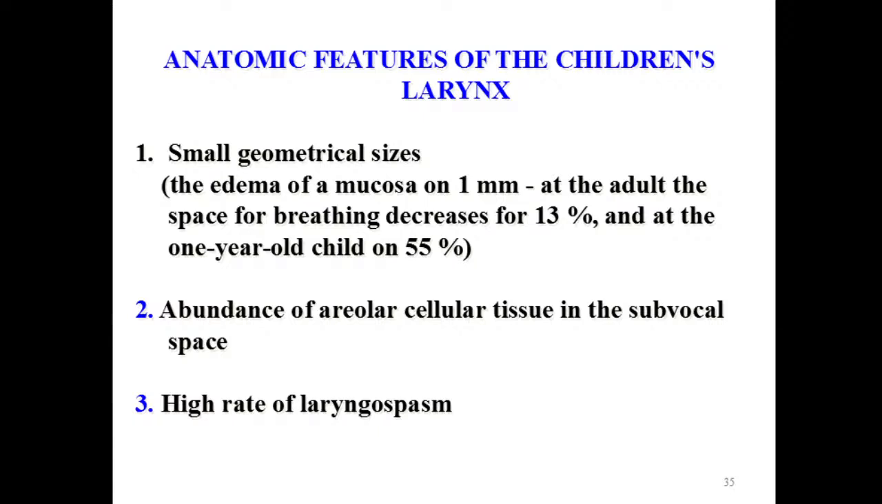And why is it a very rare situation in adults? Of course, adults can have parainfluenza viruses with edema of the subvocal space, but due to the wide larynx, the adult person will not have any clinic from this. Also, in a child there is an abundance of areolar cellular tissue in the subvocal space, and a child has a high rate of laryngospasm.